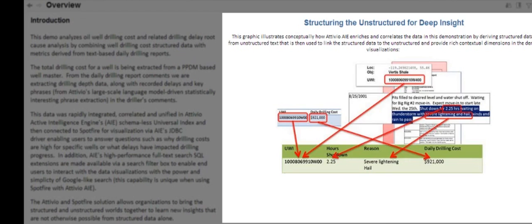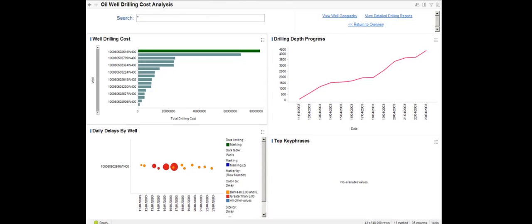Using the power of AI text analytics, we are able to extract a lot of structured data out of the unstructured information, which enables us to connect the dots between total drilling costs and daily drilling delay. Neither dataset actually exists in the structured data on its own. It's only contained in the text-based drilling reports, the information that the well foreman types into a daily report. We are using the pattern-based extraction abilities of Ativio's Active Intelligence engine to extract these metrics from those daily reports.